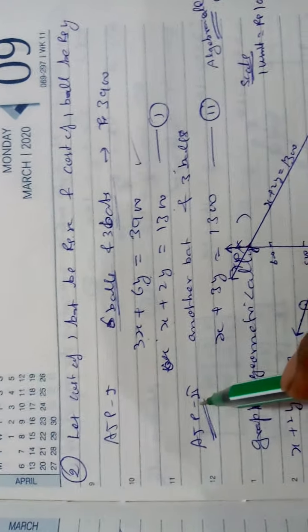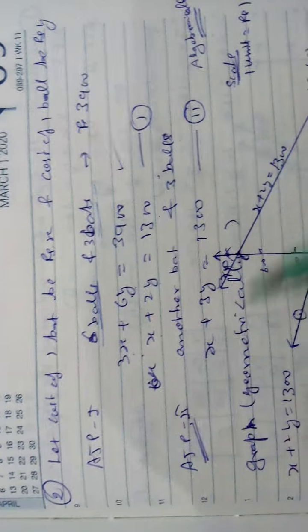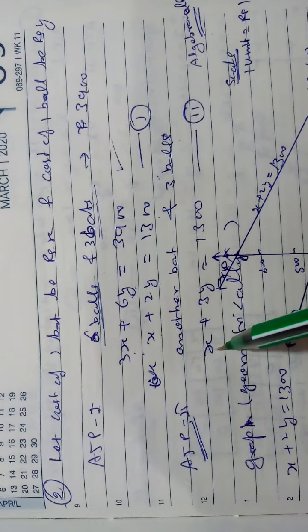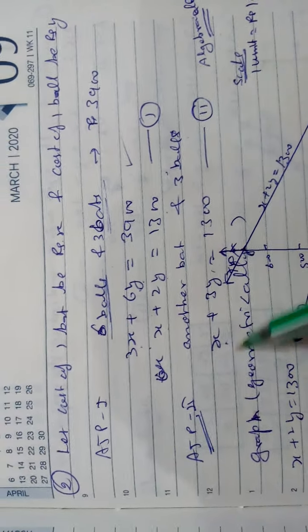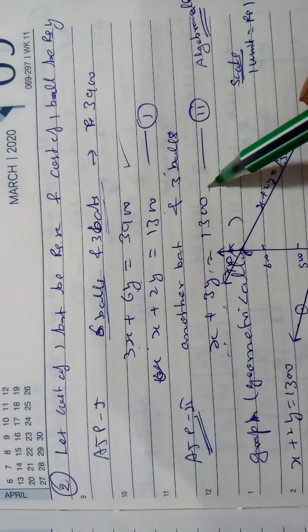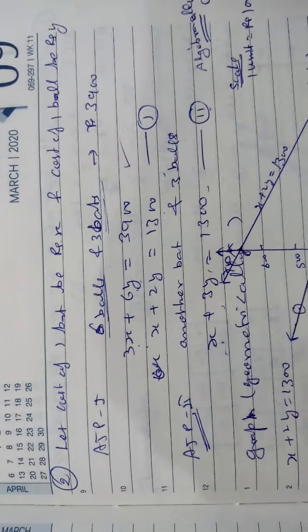According to the problem, second, another bat and 3 balls means x into 1, x, 3 into y, 3y, together 1300. The algebraic representation is over.